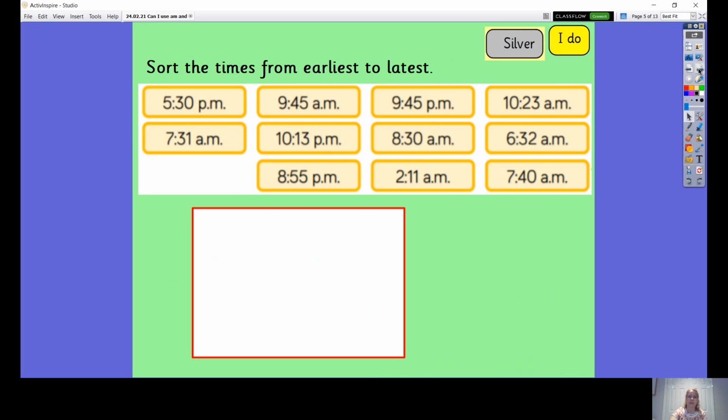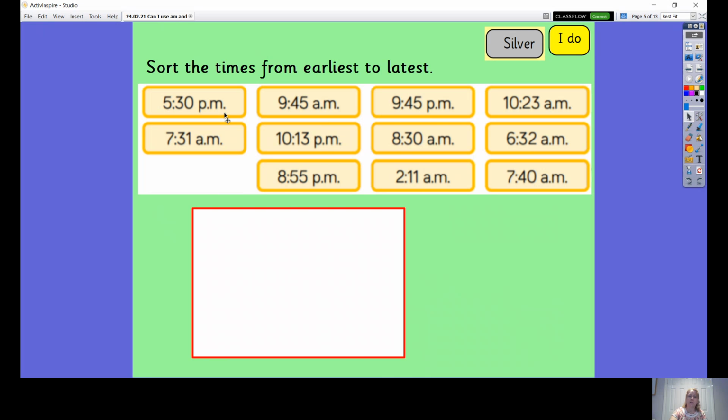I would like you to have a look at these times, please, and I'd like you to sort them from the earliest time to the latest. Okay, so the earliest one to the latest. We haven't done lots of stuff on this, but you can order them in quite an easy way if you're careful. So obviously we're going to start with the AM times because those are the earliest times, aren't they?